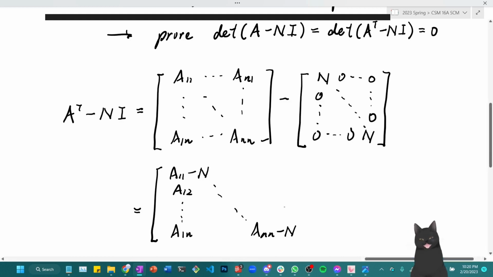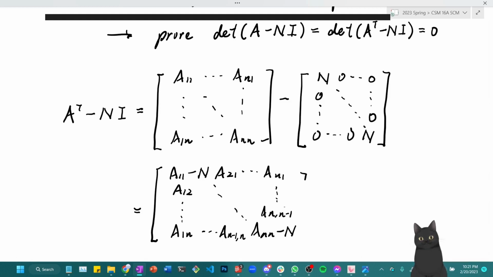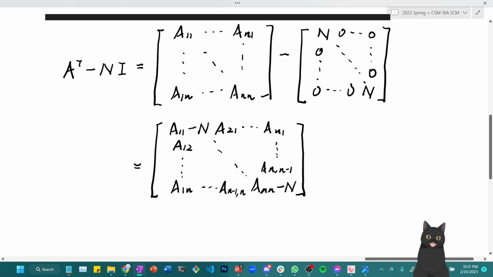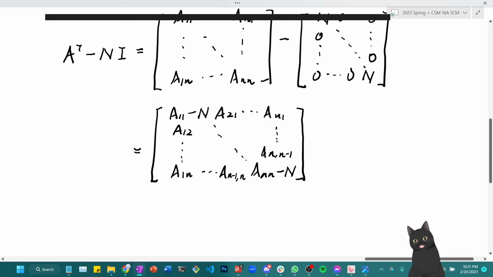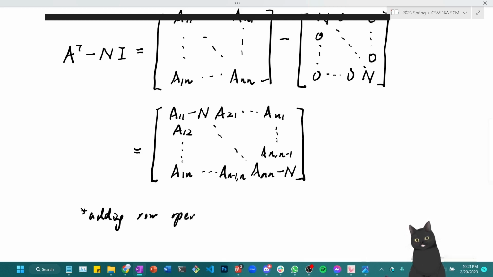And mind that since this is subtracting nI from the transpose, the components will seem slightly different than what people might have expected, which is that we're going to reverse the indices of each term. So once again, the component should look something like this. Let me write out this matrix bracket a little more clearly. Okay, so mind that adding row operation doesn't affect determinant.